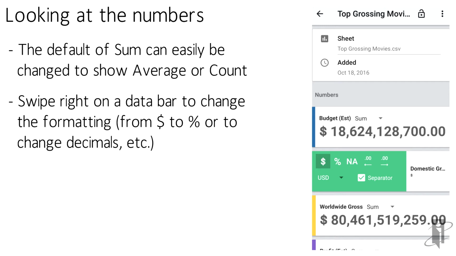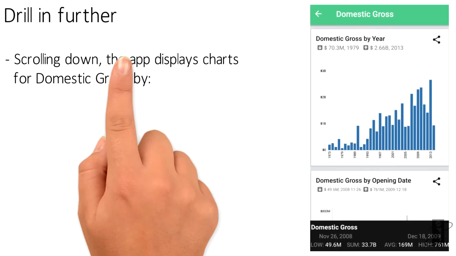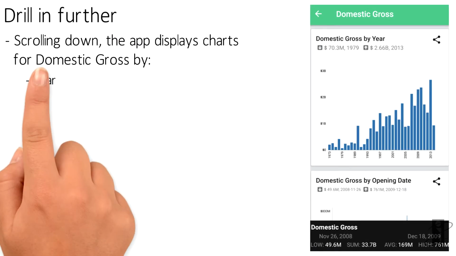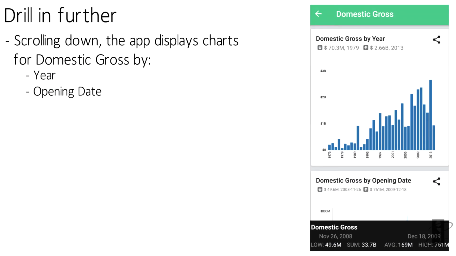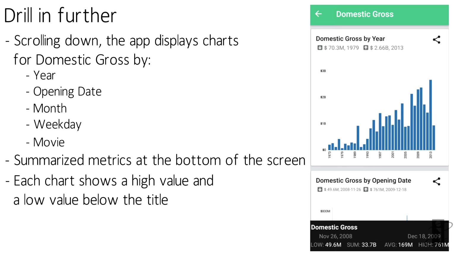If you want to drill into a number, just touch on one of the data bars. I'm going to select domestic gross and drill in from there. Here I can review a set of charts that are set up for domestic gross by year, by operating date, month, weekday, or by movie. On this page, there are a few high-level metrics down at the bottom as well that are kind of nice. Also, each chart in this view shows the high and low values below the chart title.